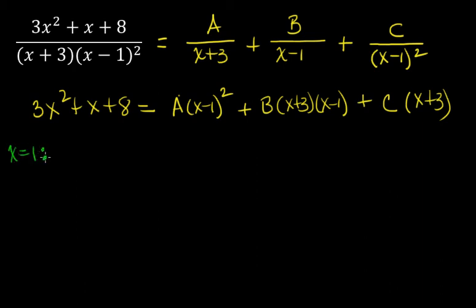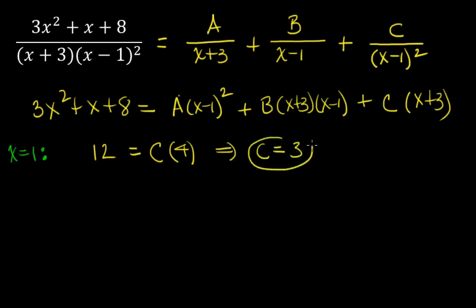Why not let x be 1? If x is equal to 1, plug in x equals 1. 3 plus 1 is 4, plus 8 is 12, is equal to, when x is equal to 1, this is gone. It's 0. And so is this. When x is equal to 1, this also cancels out, is 0. And I just have c times 1 plus 3 is 4. So that gives me c is 3. So we solve for 3, and maybe I'll just go up and cross out the c and put 3.